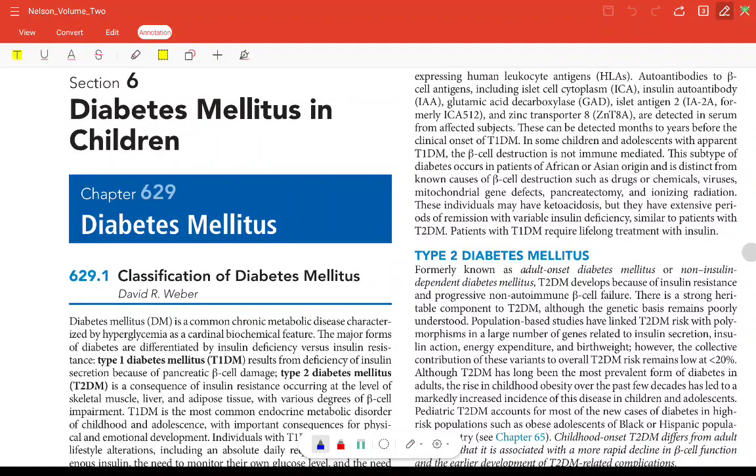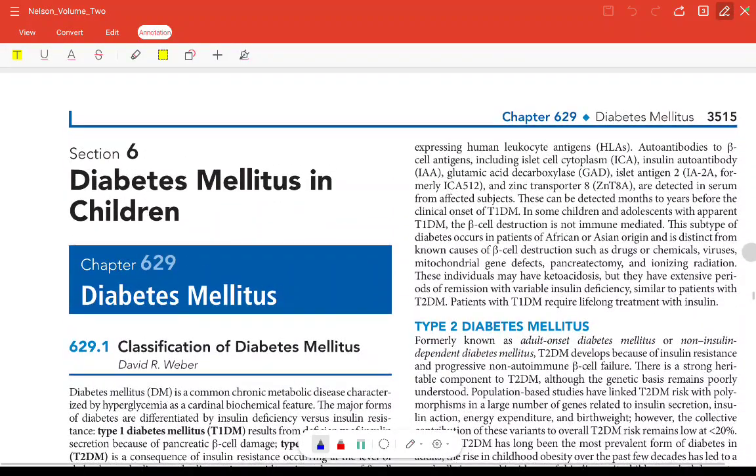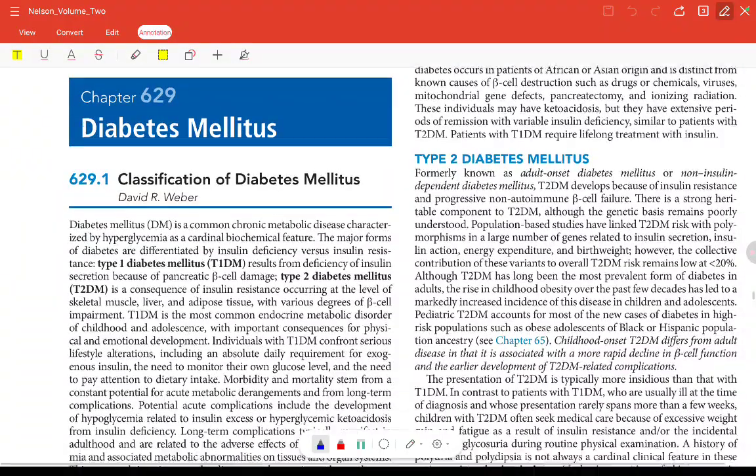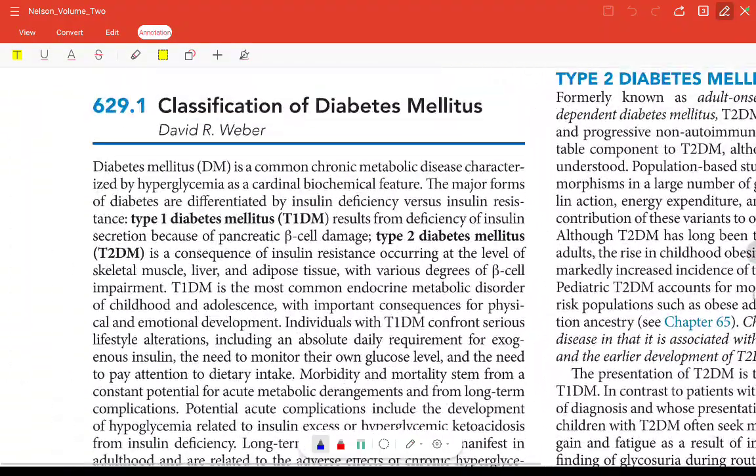Let's start with diabetes mellitus in children from Nelson's, page number 3515, chapter 629, edition 22. Diabetes mellitus. Starting with the classification of diabetes mellitus. Diabetes mellitus is a common chronic metabolic disease characterized by hyperglycemia as a cardinal biochemical feature. We all know that there is hyperglycemia.